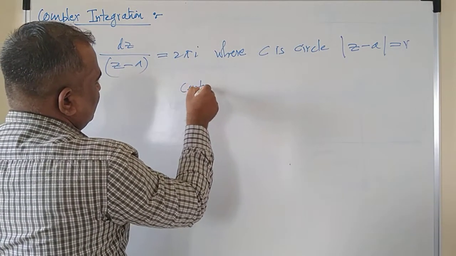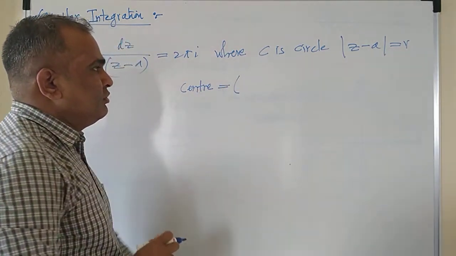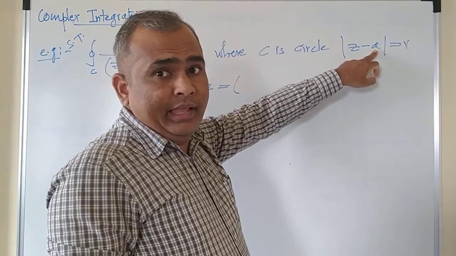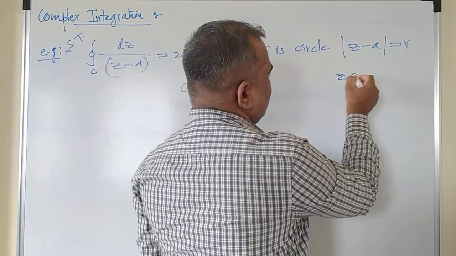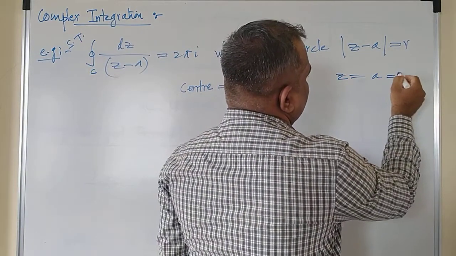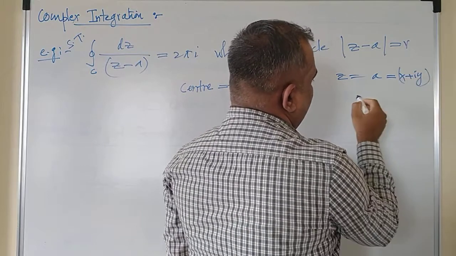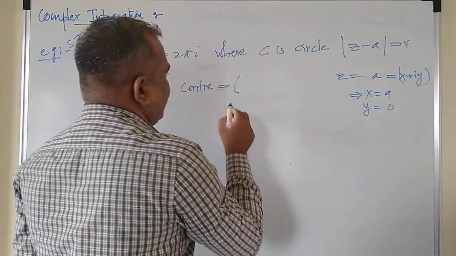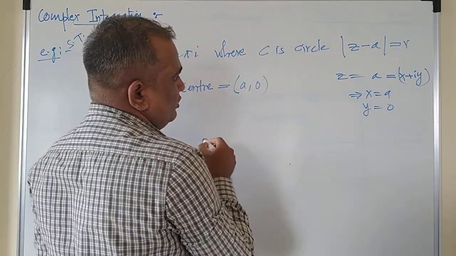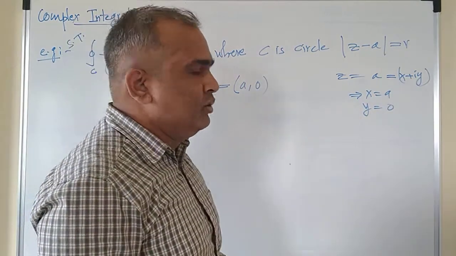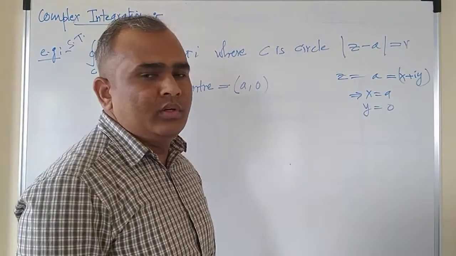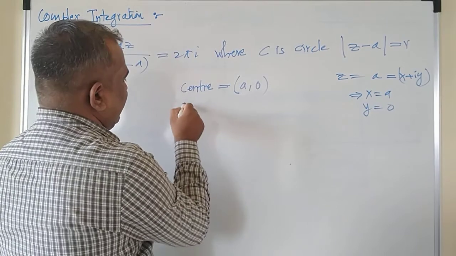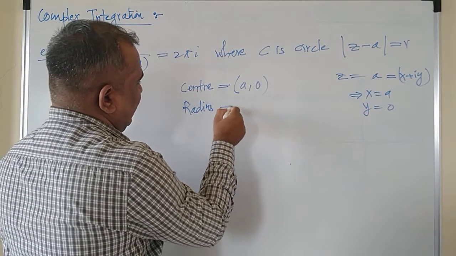Center of the given circle will be equals to, what is this? z minus a is equals to 0. That means z is equals to a, right? So z is equals to a is in the form of x plus iy, and you will get x is equals to a, y is equals to 0, and therefore your center is equals to (a, 0), right? If suppose y is having some value, suppose b, and a is equals to 0, then your center is equals to (0, b), right? And what is the value of r? Your radius is r only. This is in general example.